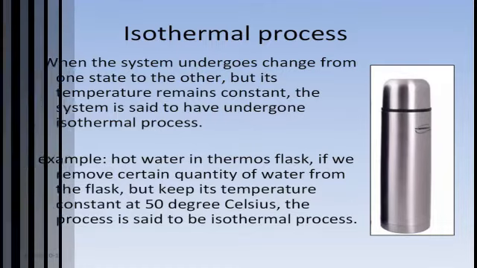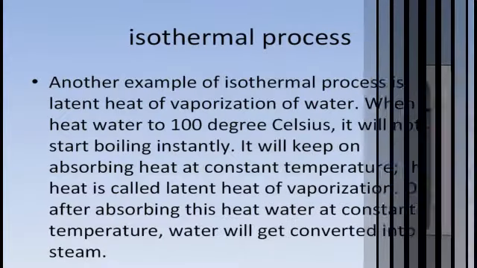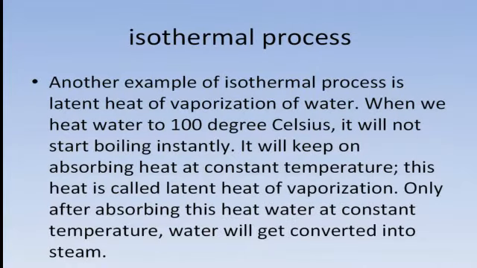Another example of isothermal process is the latent heat of vaporization of water. When we heat water to 100 degrees Celsius, it will not start boiling instantly. It will keep on absorbing heat at constant temperature. This heat is called latent heat of vaporization. Only after absorbing this heat at constant temperature, water will get converted into steam.